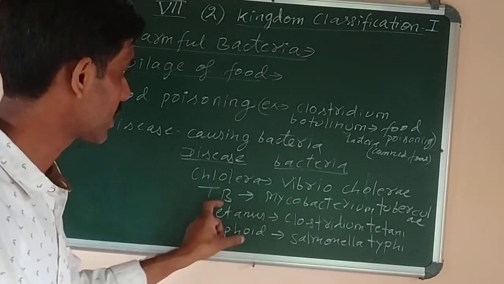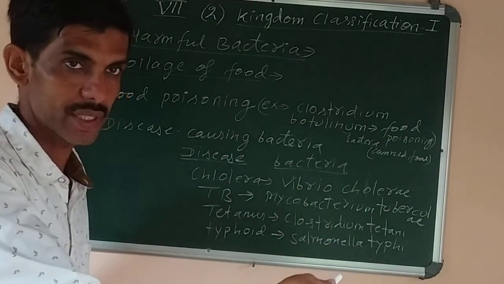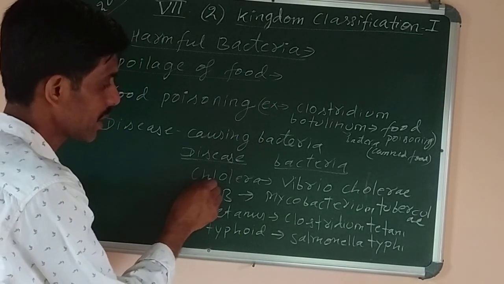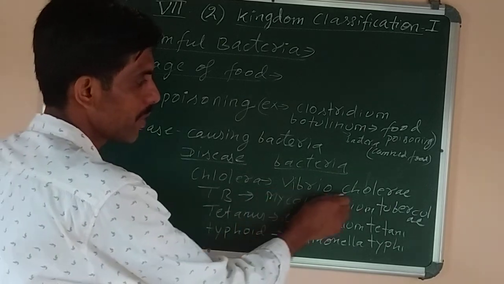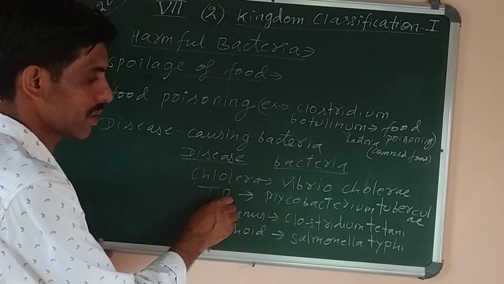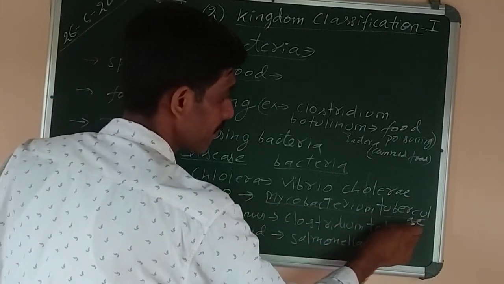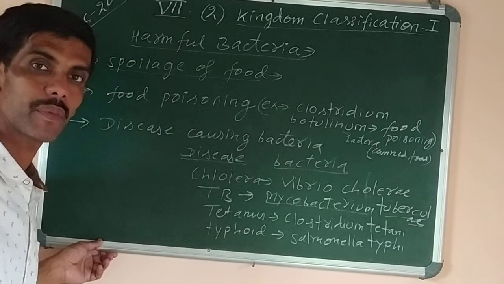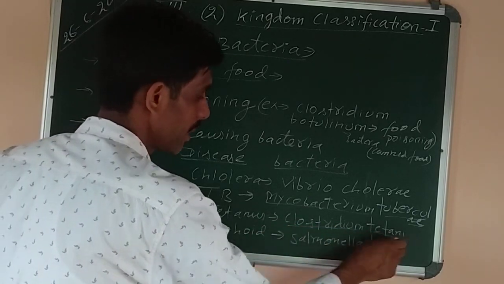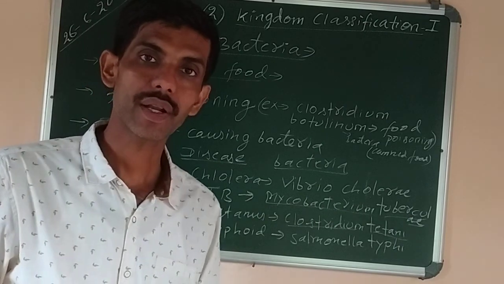So here I have made a table, you can see disease and the name of the bacteria which cause that disease. It is a bacterial disease table. First disease I have marked is cholera. Cholera is caused by Vibrio cholerae. Second one is TB, short form of tuberculosis, which infects our lungs. It is caused by Mycobacterium tuberculosis. Third one is tetanus. It is caused by Clostridium tetani. And the last one, number 4, is typhoid, which is caused by Salmonella typhi.